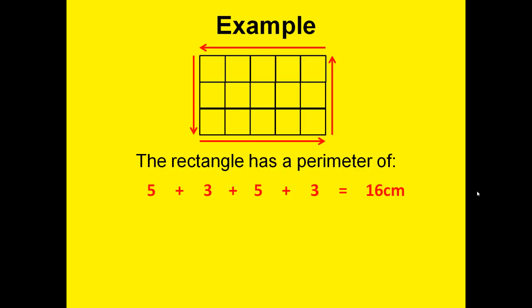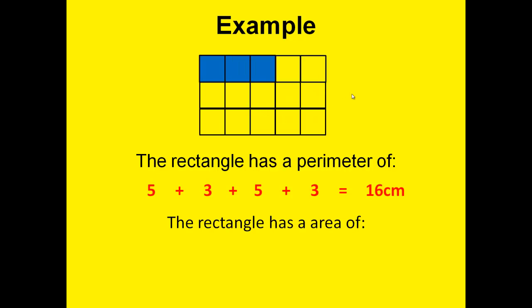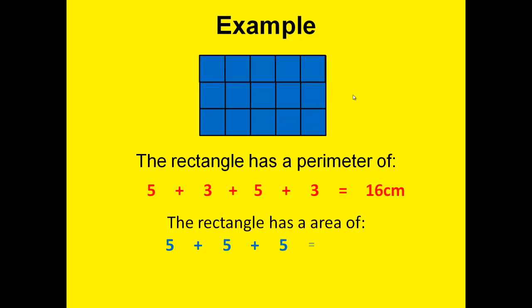Excellent. Okay, and for area we will count all the squares inside. Let's count. Yalla, let's count. 5 plus 5 plus 5. Okay, so this is the area and this is the perimeter. Today we will check the area of a triangle and a trapezoid.